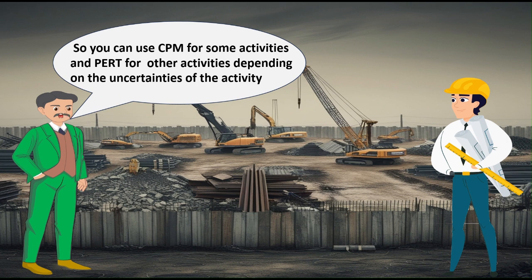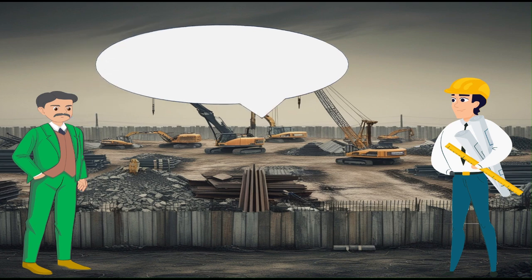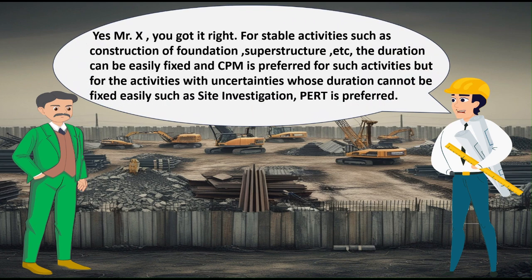So you can use CPM for some activities and PERT for other activities, depending on the uncertainties of the activity. Yes, Mr. X, you got it right. For stable activities such as construction of foundation, superstructure, etc., the duration can be easily fixed, and CPM is preferred for such activities. But for activities with uncertainties whose duration cannot be fixed easily, such as site investigation, PERT is preferred.